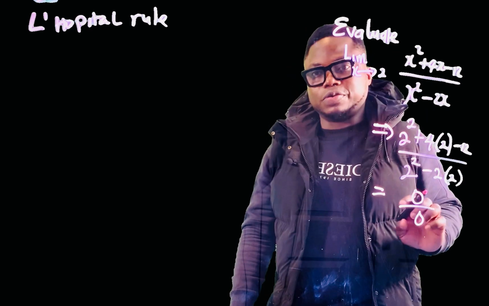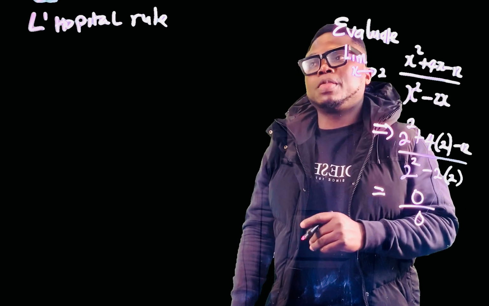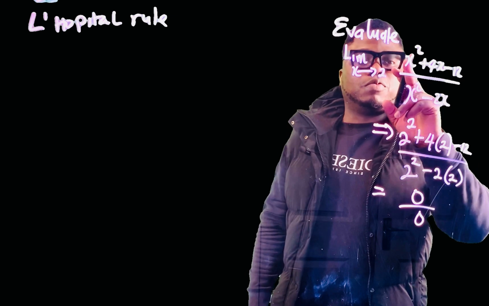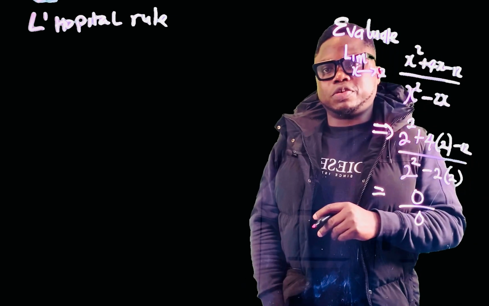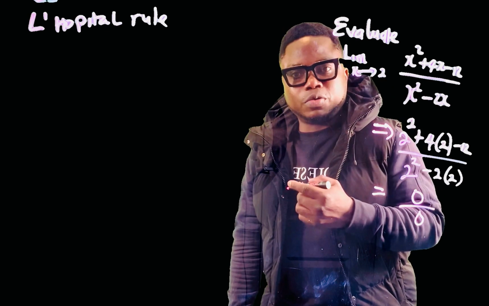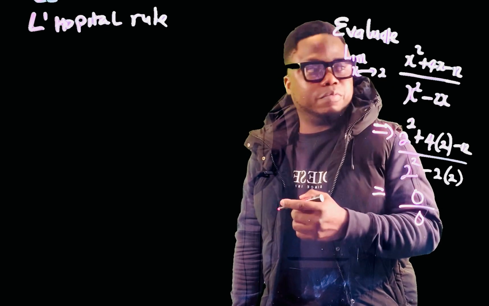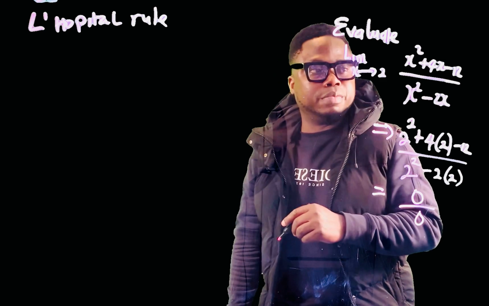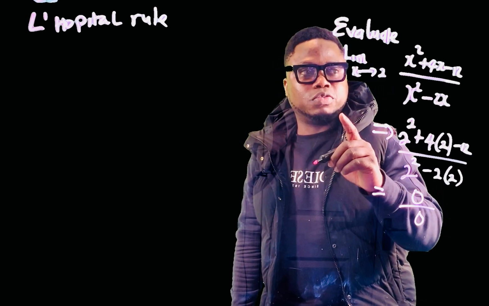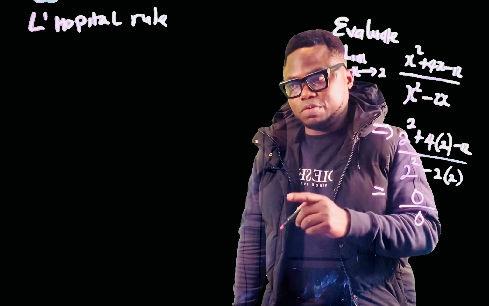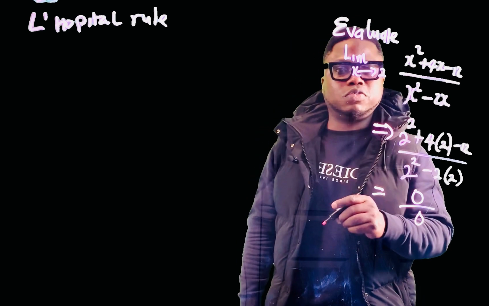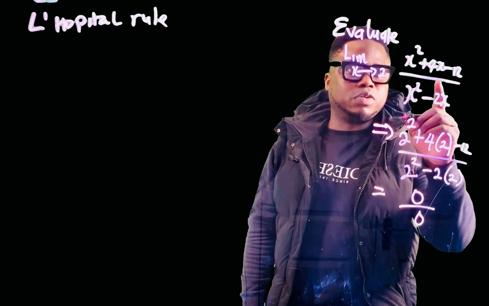And if it's not 0, that would be the final answer. Now, the numerator is a quadratic expression. I'm going to look for two numbers that will give me plus 4 if I add them, but will give me minus 12 if I multiply them. What are these two numbers? I might consider minus 2 and plus 6, because minus 2 plus 6 gives me plus 4, but minus 2 times plus 6 gives me minus 12.